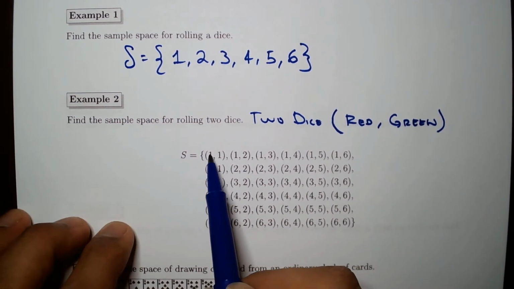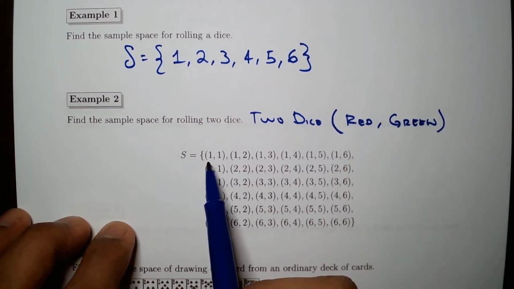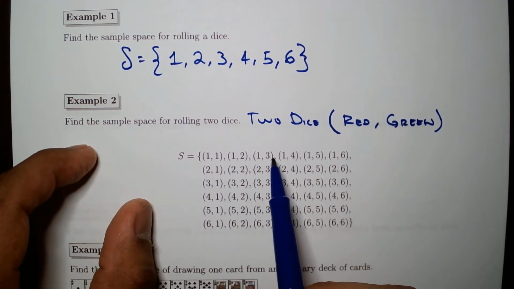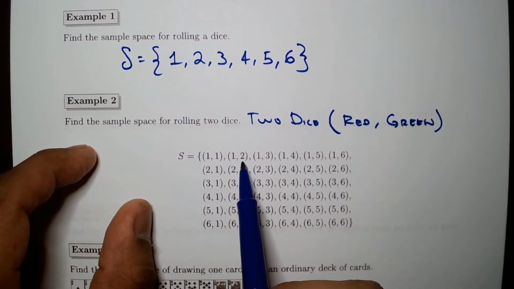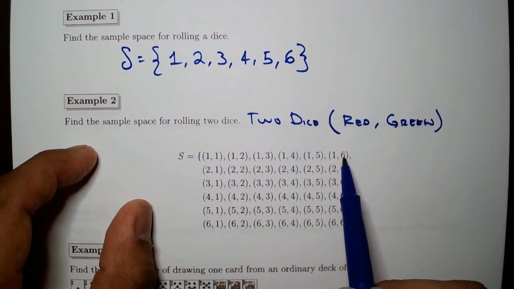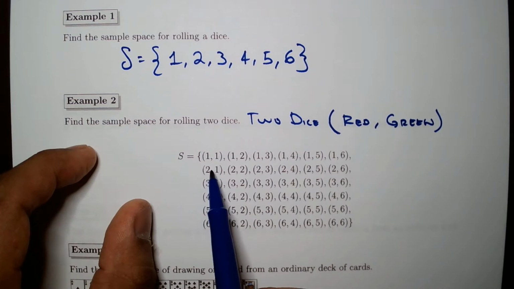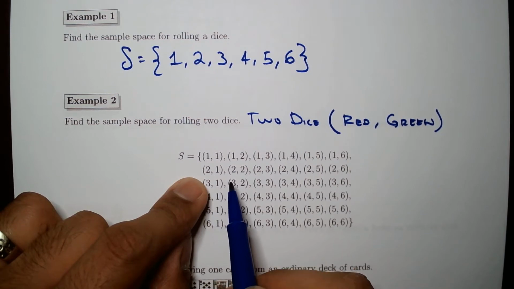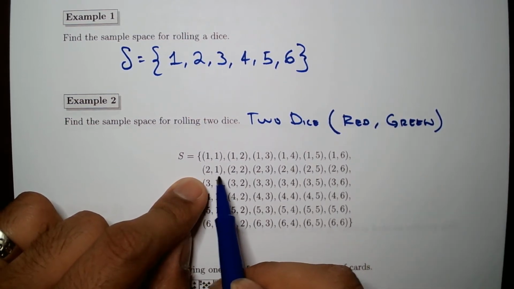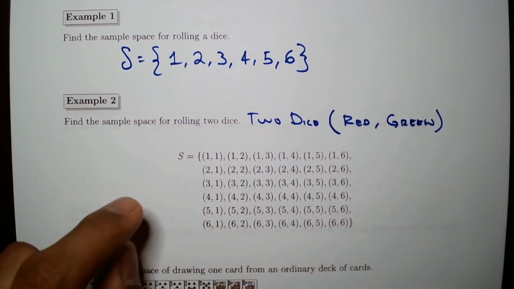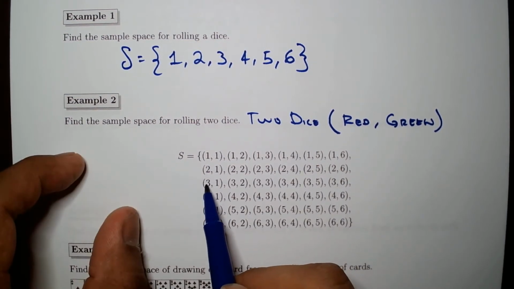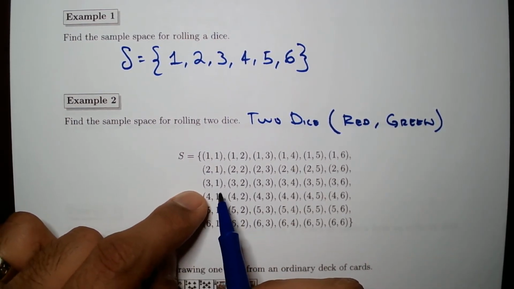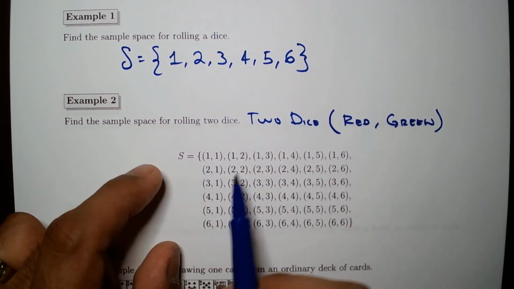So if X equals 1, that is, the red die lands on a 1, then it has 6 possibilities with the other dice to land on a 1, 2, 3, 4, 5, or 6. If the red dice lands on a 2 first, then there are other 6 possibilities in which the green dice will land on a 1, 2, 3, 4, 5, or 6. And so on and so forth. If the red dice lands on a 3, then the green dice can land on 1, 2, 3, 4, 5, or 6, etc., etc.